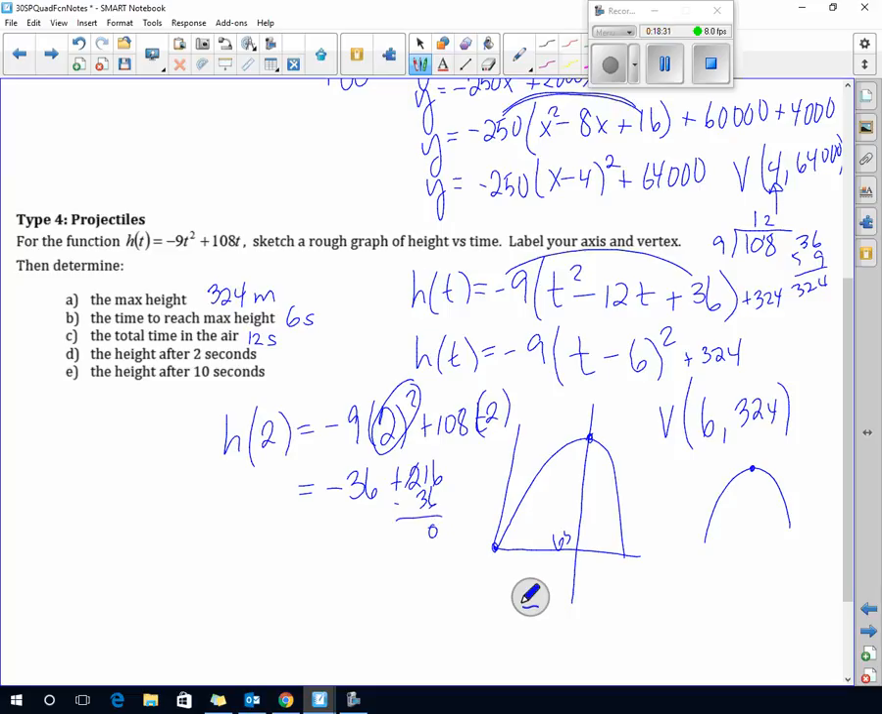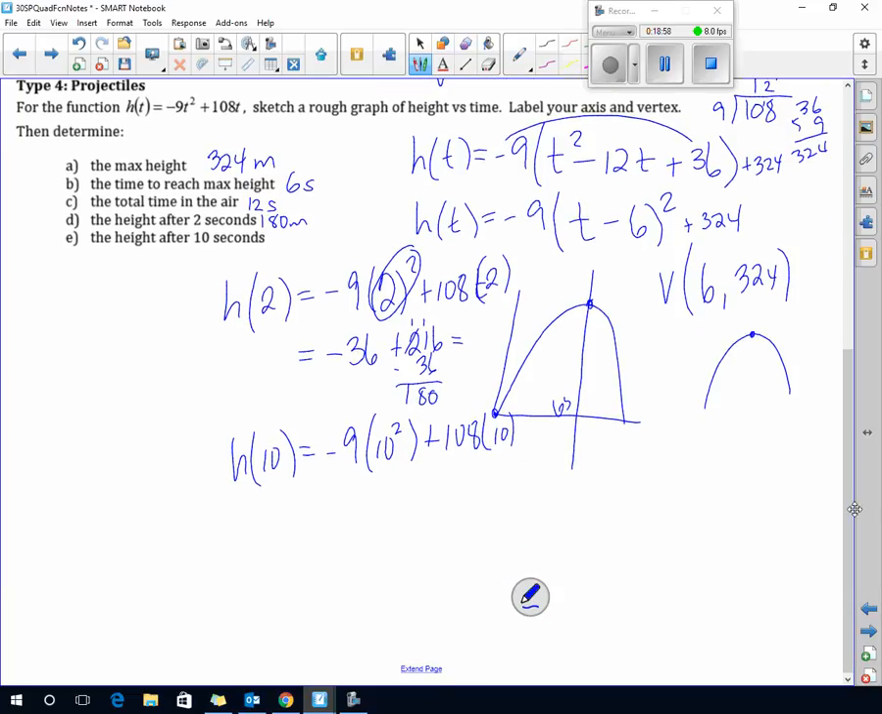How would I figure out the height after 10 seconds? Substitute 10 in. H of 10 equals negative 9 times 10 squared plus 108 times 10. What's 10 squared? What's 100 times minus 9? Negative 900 plus 1080. Remember the trick for multiplying by 10 is just adding a 0, right? So what's 1080 and a minus 900? Essentially 1080 subtract 900. 180. So it's 180 meters again.